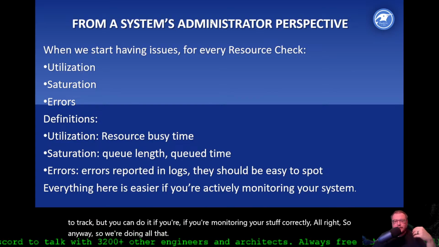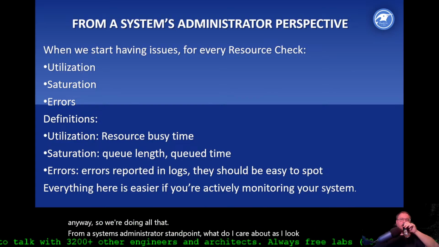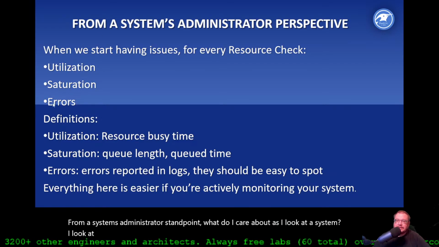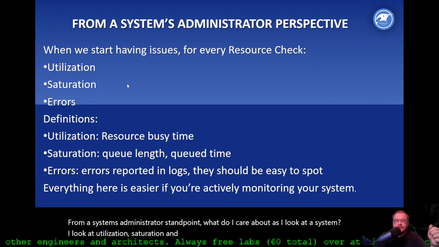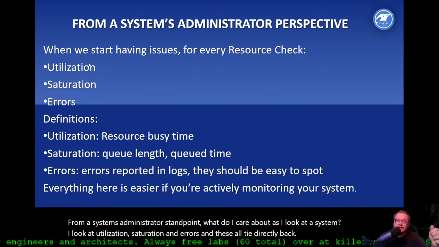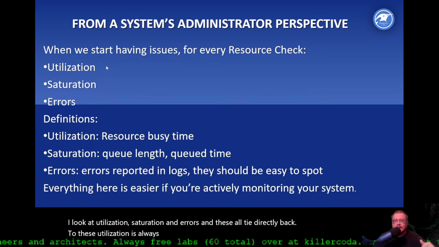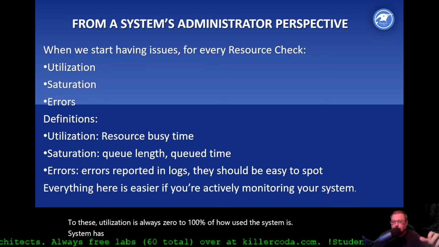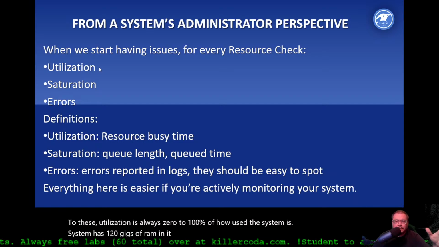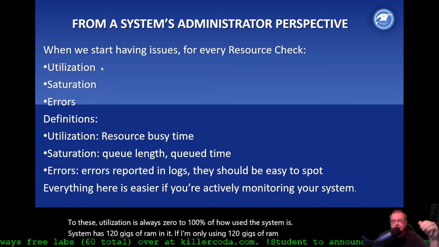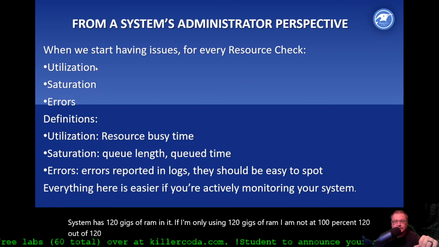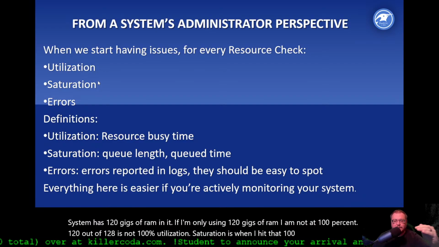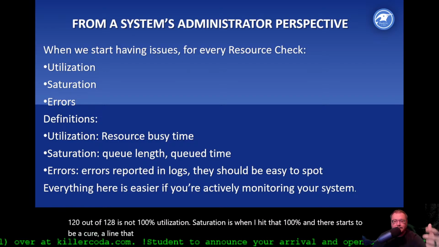All right. So anyway, we're doing all that. From a systems administrator standpoint, what do I care about? As I look at a system, I look at utilization, saturation, and errors. And these all tie directly back to these. Utilization is always 0 to 100% of how used the system is. If a system has 128 gigs of RAM in it, and I'm only using 120 gigs, I am not at 100%; 120 out of 128 is not 100% utilization. Saturation is when I hit that 100% and there starts to be a queue or a line that forms waiting for more resources.